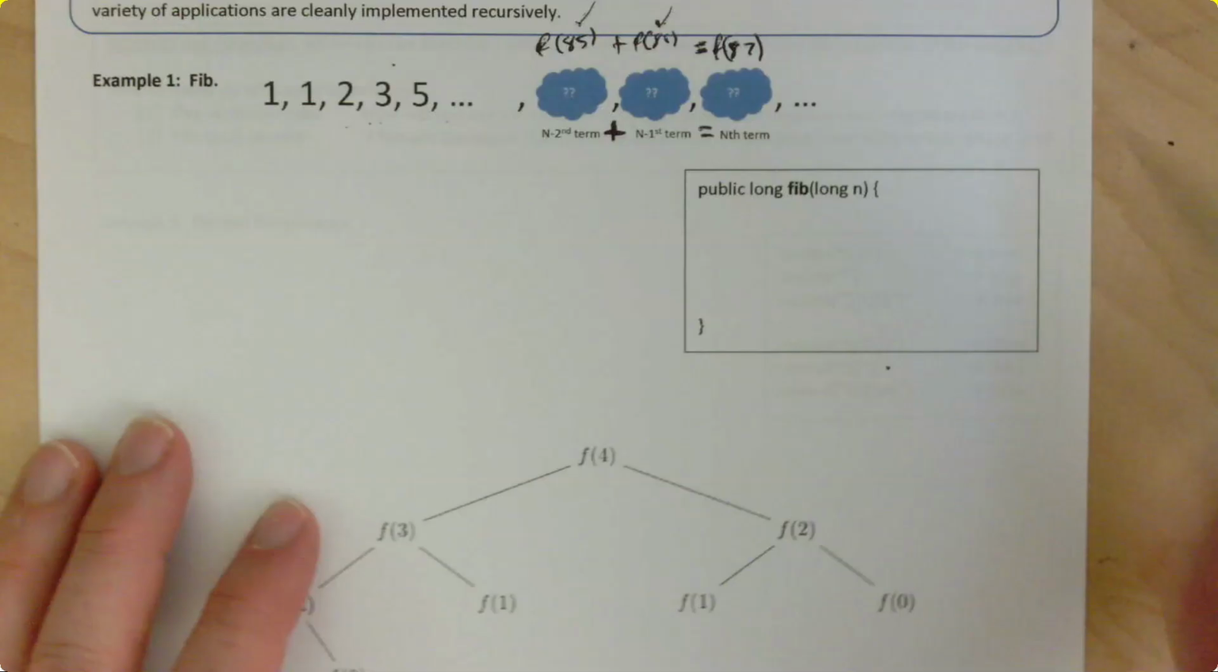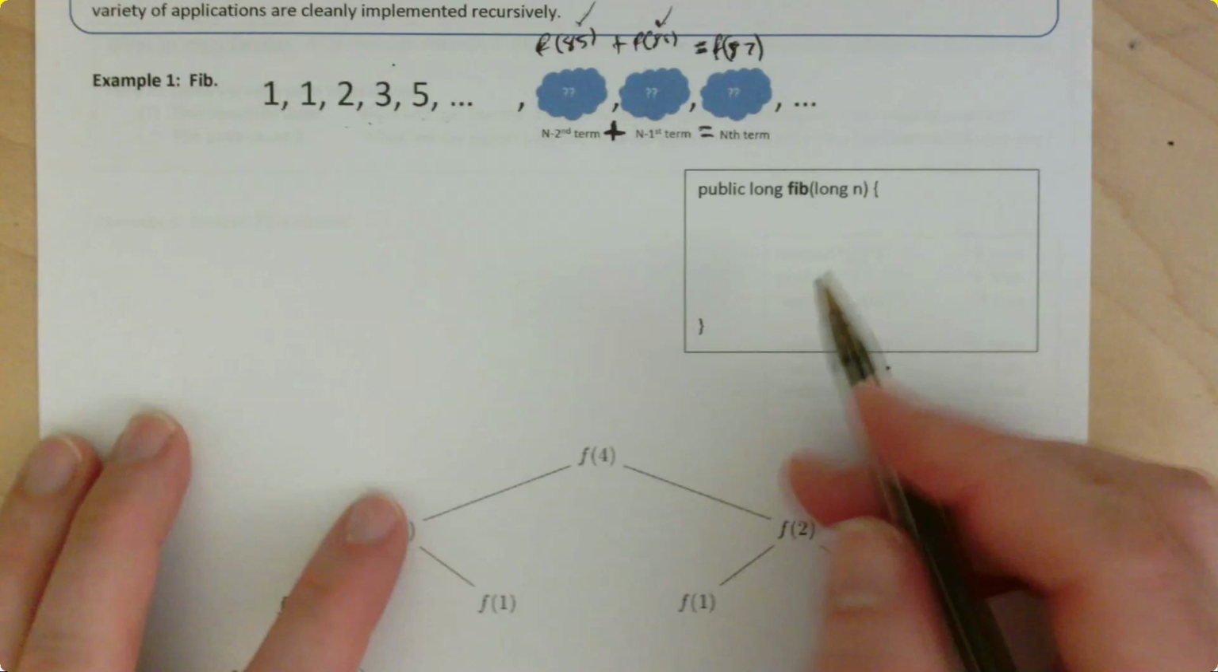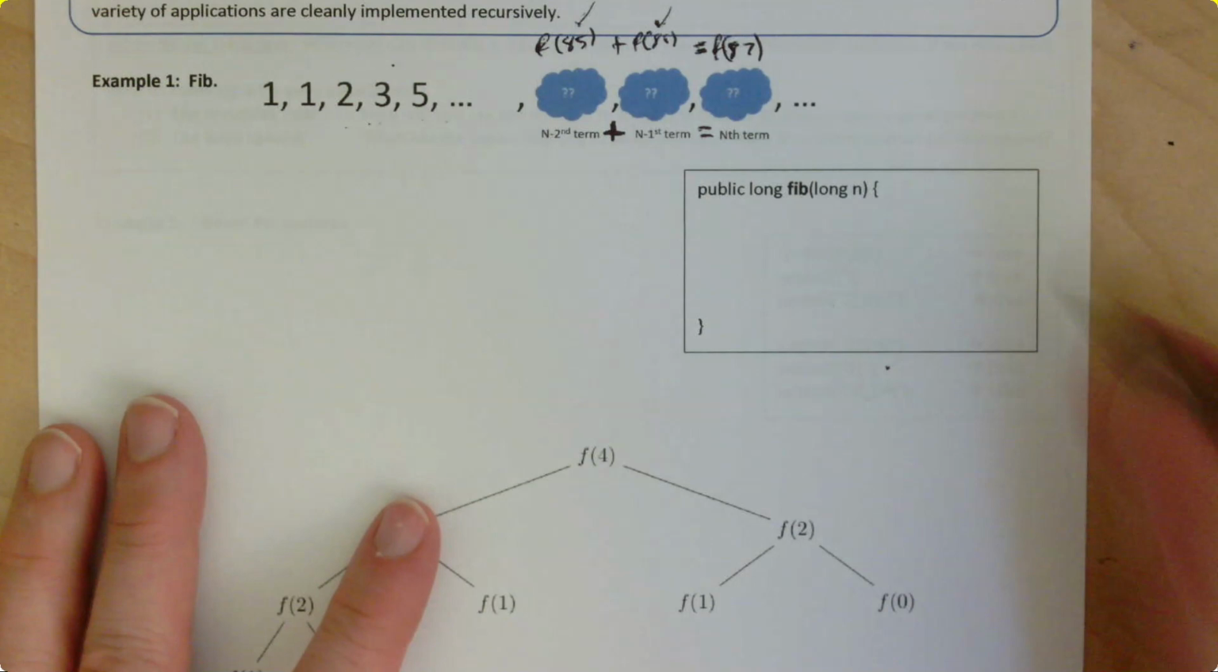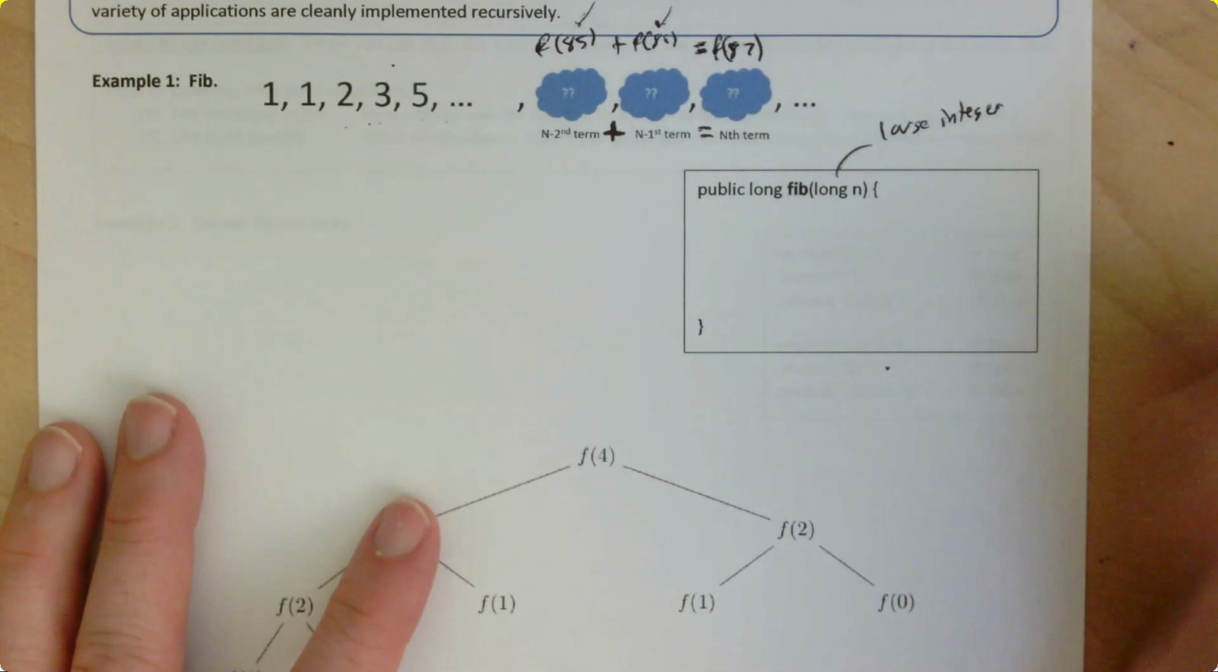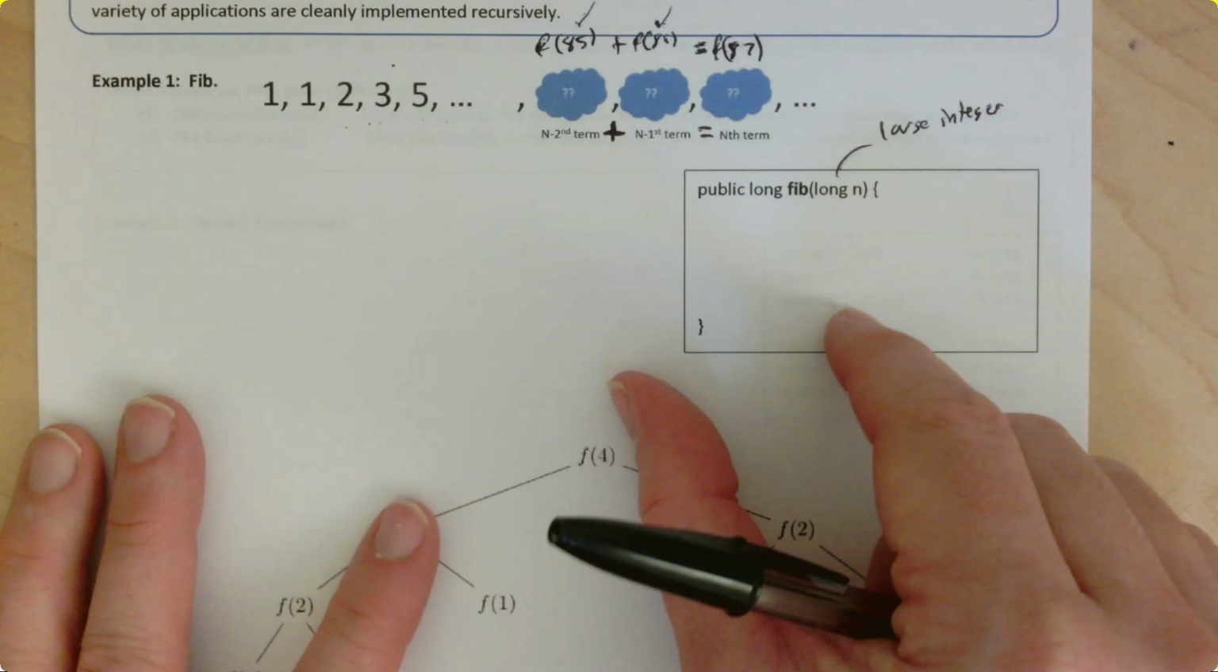So I'm going to write something that is almost a completely working actual Java solution to finding Fibonacci numbers. The method we're writing is called fib. If you're wondering what long is about, long is just a large integer. Long is like int, except it involves twice as much memory, and so you can store integers that are much, much larger.